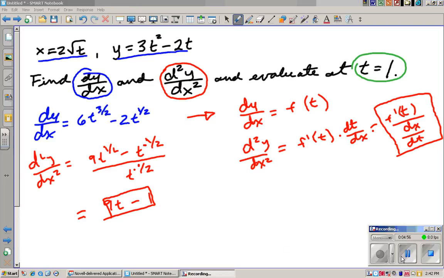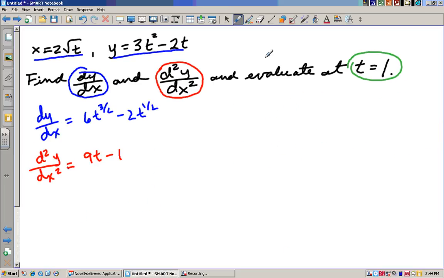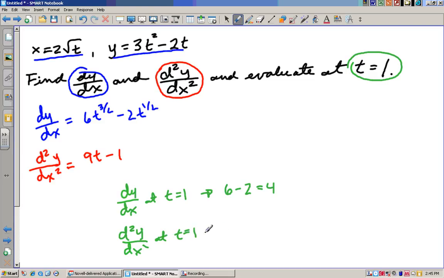Now for the easy part, evaluating all these things. What is dy/dx at t equals 1? Well, that's going to be 6 minus 2, which equals 4. And what is the second derivative at t equals 1? Well, that's going to be 9 minus 1, which equals 8.